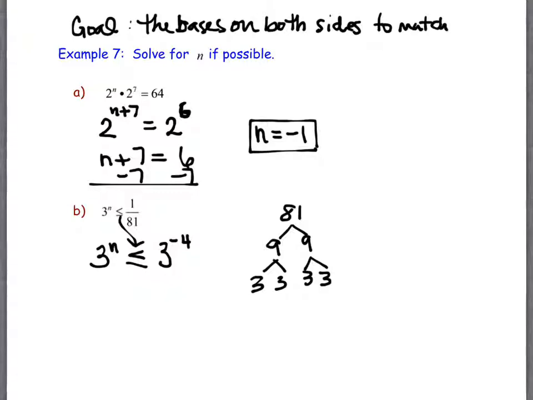Okay, negative because the 81 was in the denominator, and then 4 because 3 to the 4th is 81. And again, the same property holds as I talked about last time. If the bases are the same, then the only way that this is going to work is if the exponents have that same relationship, in this case an inequality, that they already had before. So in some sense, I'm ignoring the bases because they already match, and I'm focusing only on the exponents. So 3 to the n is less than or equal to negative 4.